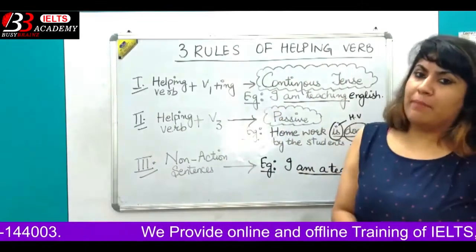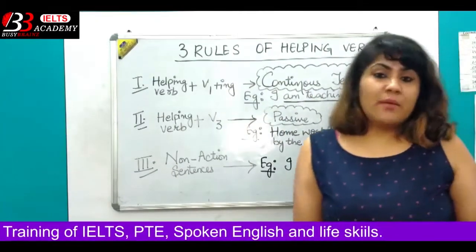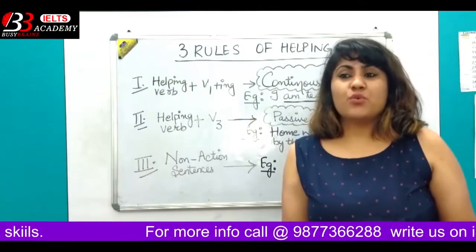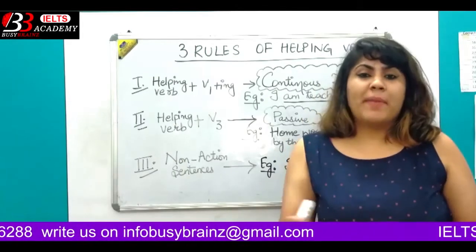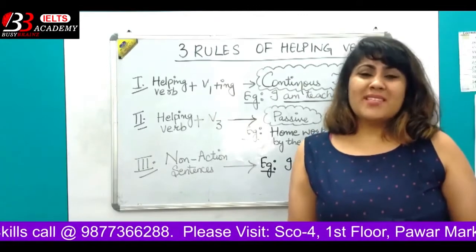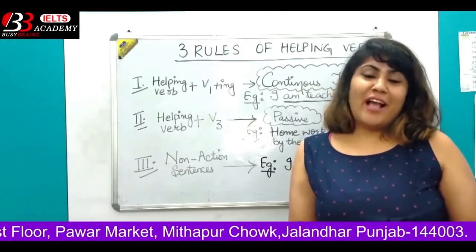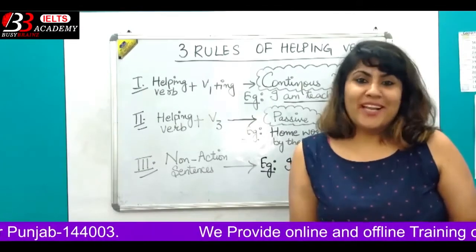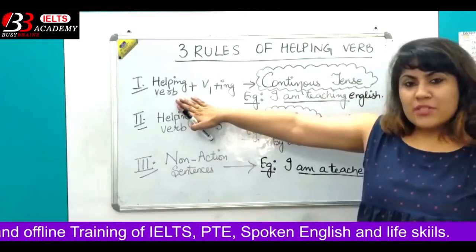3 rules of helping verb. This topic is very important because I have seen many students that do not know where they need to apply helping verb. They always write like this, I and go. What is the meaning of this? I will not like to explain that, otherwise you would laugh. So the 3 rules are there.